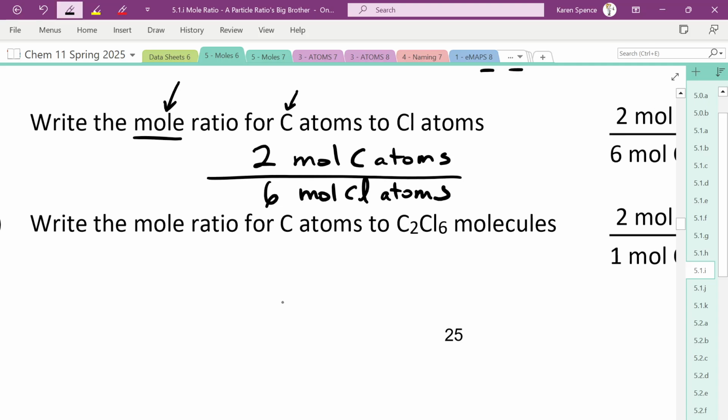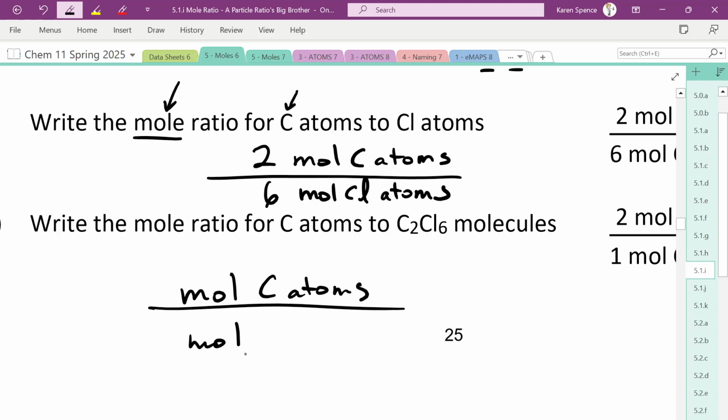The mole ratio for moles of C atoms to moles of C2Cl6 molecules, what number goes on the top? 2, because there's 2 C atoms in every 1 C2Cl6 molecule.